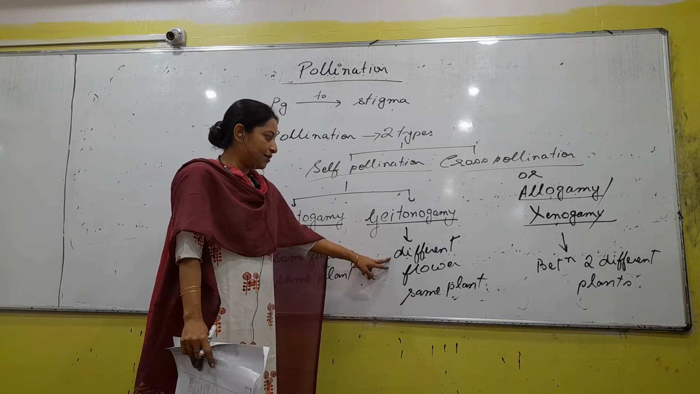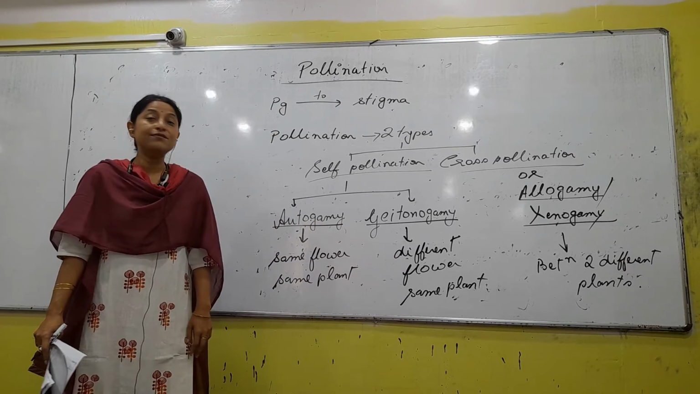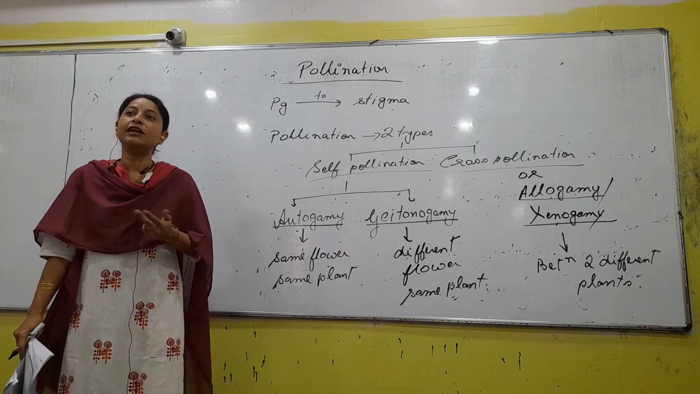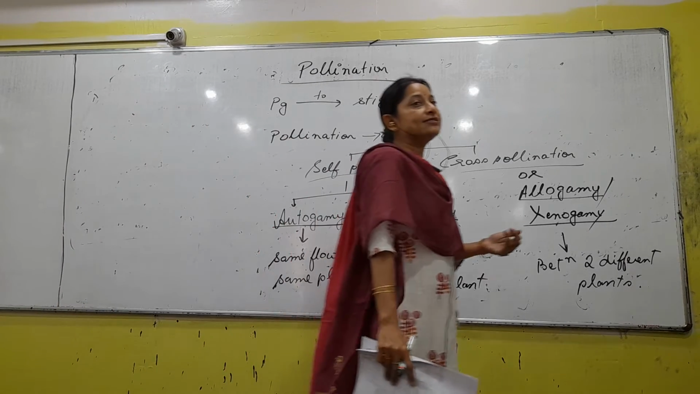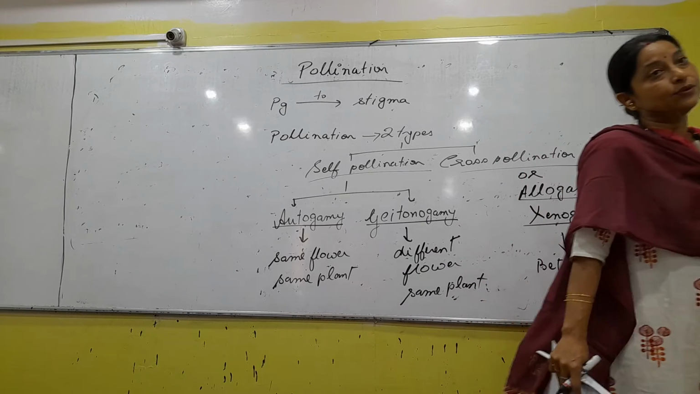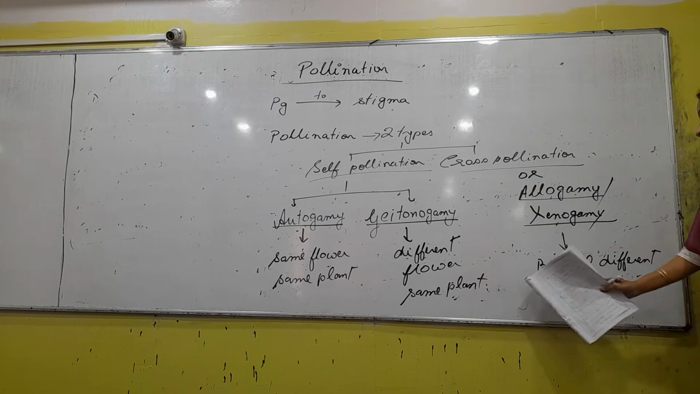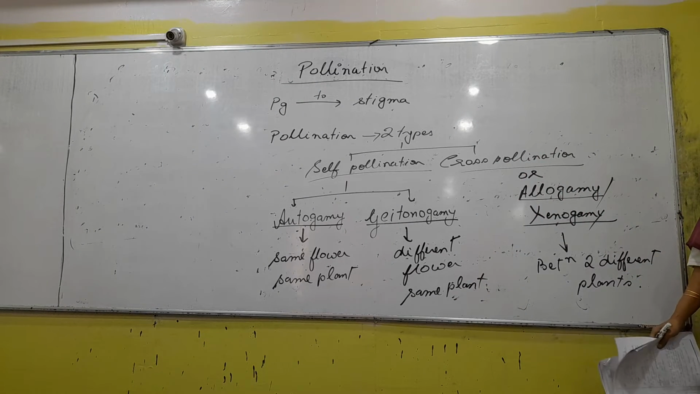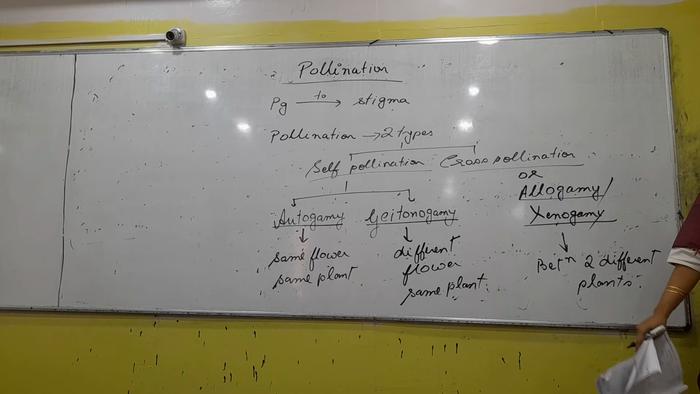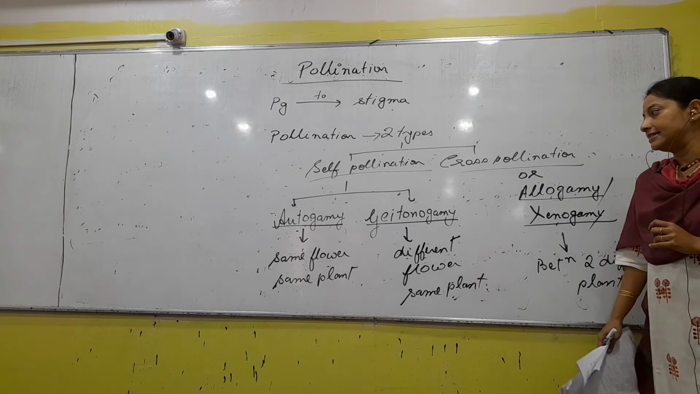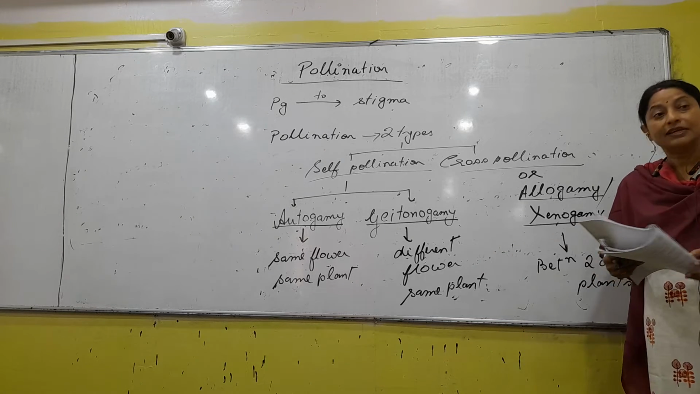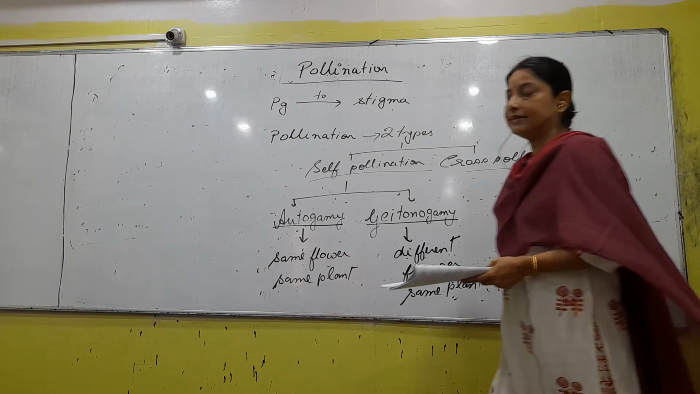Geitonogamy, this line you have to remember, since we are talking about different flowers, no? Different flowers on the same plant. So it could also be considered, according to some scientists, no, a type of cross-pollination also, right? In cross-pollination there are two flowers, two plants. So some people call it a type of cross-pollination, right? We'll be writing that sentence. Ecologically or genetically.